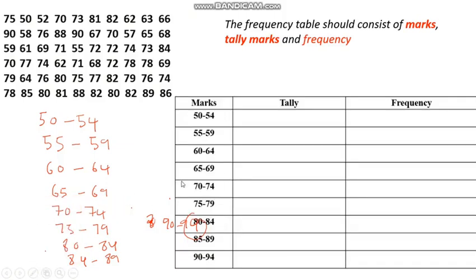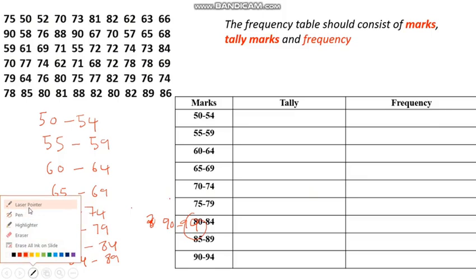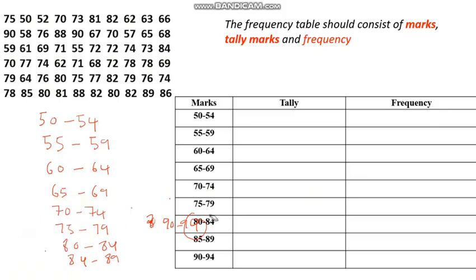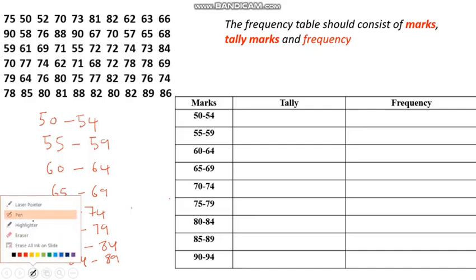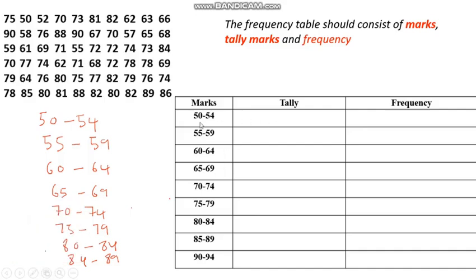So this is the table. When we draw this table, we need to show how we are going to put these marks. So what we are going to do is this. Since we have the marks here, 50 to 54, we need to write our tally marks. So we need to look at these marks right here and identify the marks that are from 50 to 54.